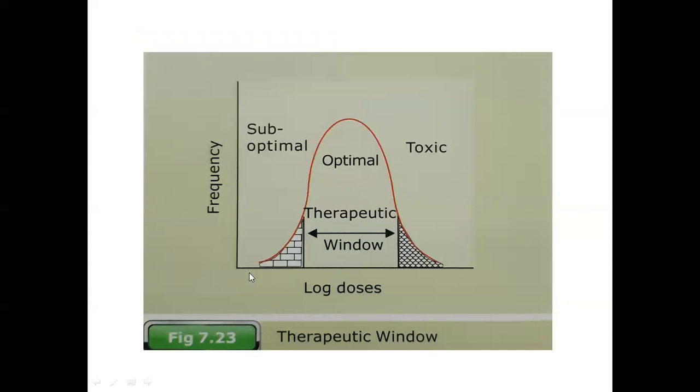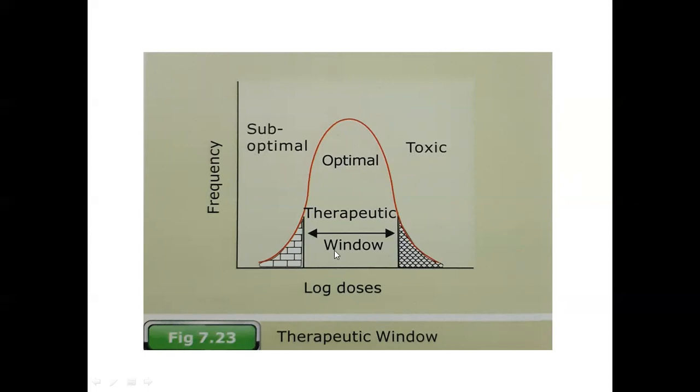Look here. Where the dose is less, it will be suboptimal, which means there is no response or the response is insufficient. For example, in a hypertensive patient we are giving antihypertensive drugs, but the dosage is not enough, so the BP is not controlled. If we give more dose, it will produce some toxic effect.